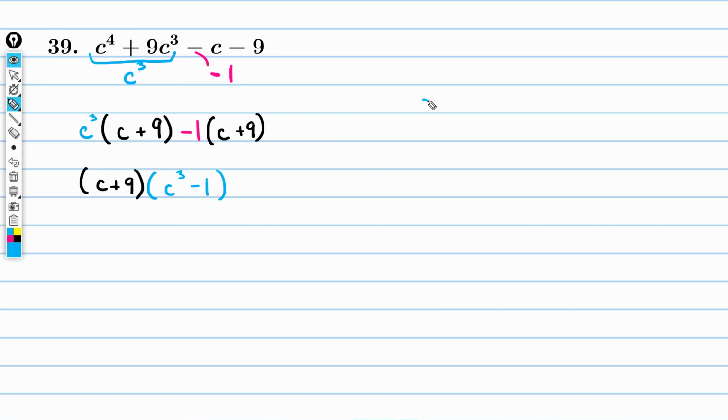So I have a difference, and this time it's of cubes because of my power. So I take the cube root of c cubed, and that gives me c. Cube root of 1 gives me 1. So that tells me our first parenthesis is c minus 1, and then we're going to create the second parenthesis.